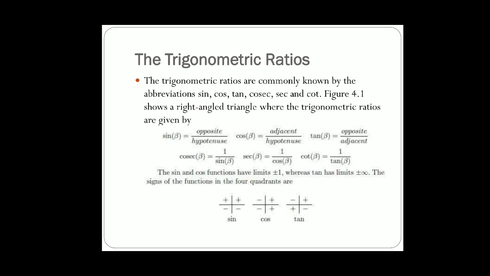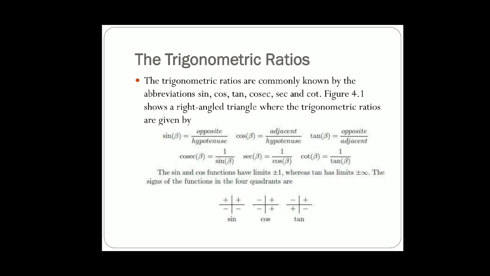Cos beta is equal to adjacent upon hypotenuse. Tan beta is equal to opposite upon adjacent. Cosec beta is 1 upon sine beta. These are the formulas which we'll keep in mind when we read.